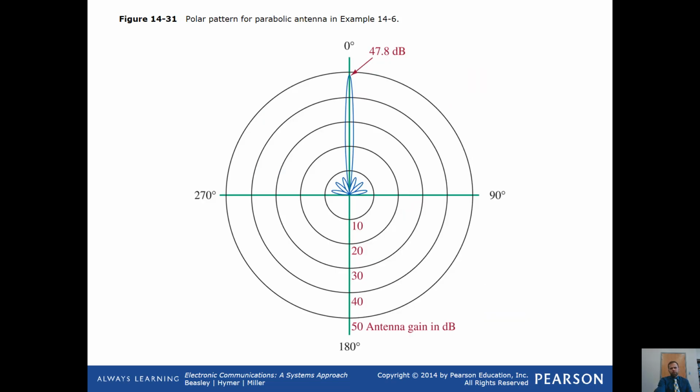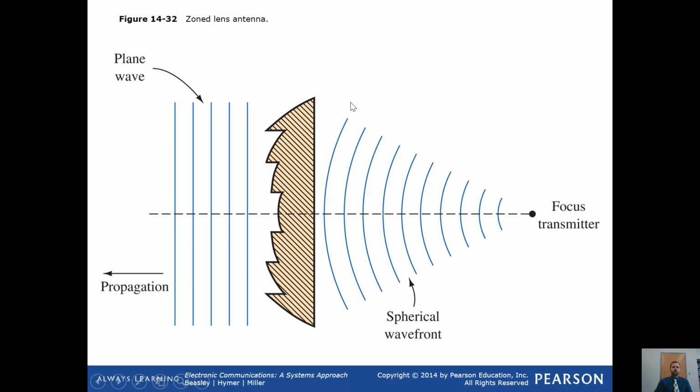Here's a polar pattern for a parabolic antenna. You can see it's very directional in nature with minimal side lobes, at 47.8 dB directional, which is impressive. Here's a zoned lens antenna. You have your focus transmitter, spherical wavefront, and then beyond a certain distance, it turns into a planar wave. You'll learn this if you ever take a really in-depth electromagnetic theory class, but this is the introductory concept here.